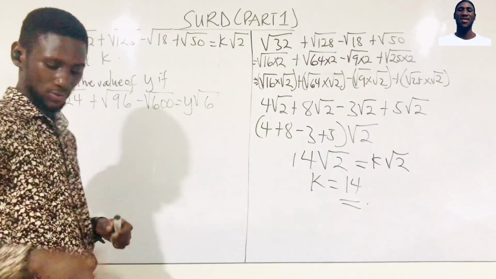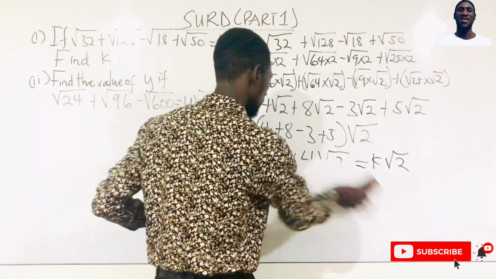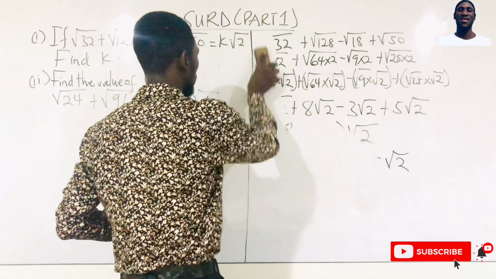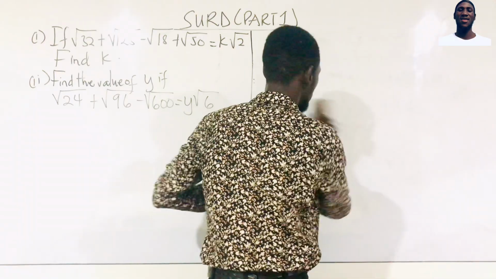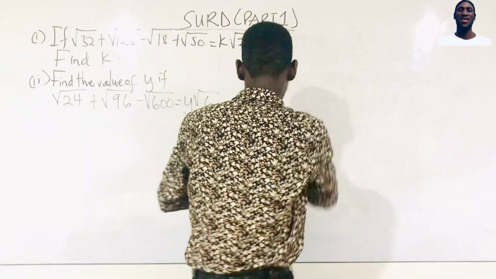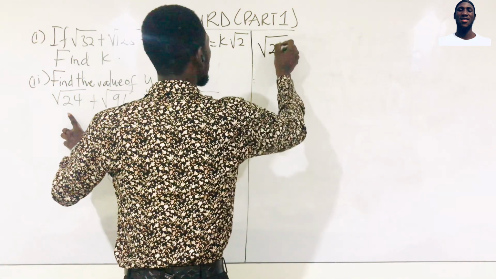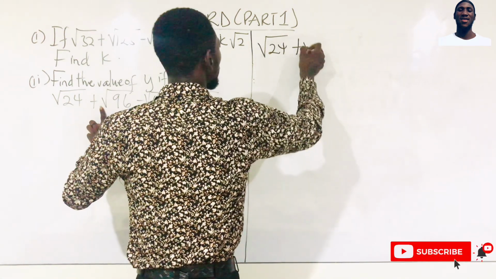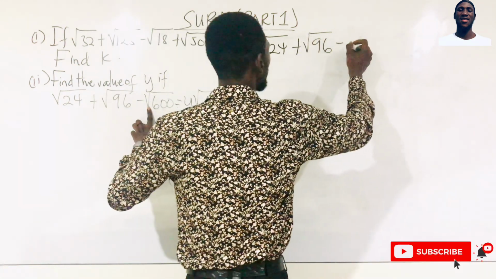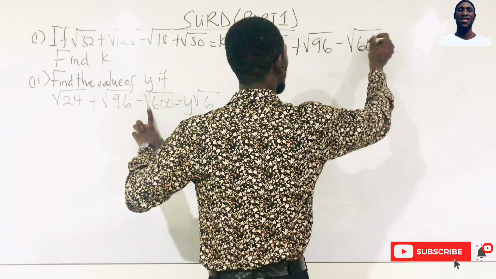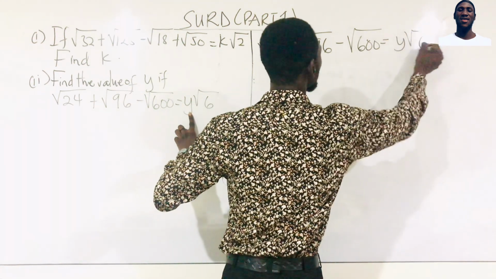Let's try our hands on the last question. Same concept over here. So root of 24 plus root of 96 minus root of 600 should be equal to y root 6.